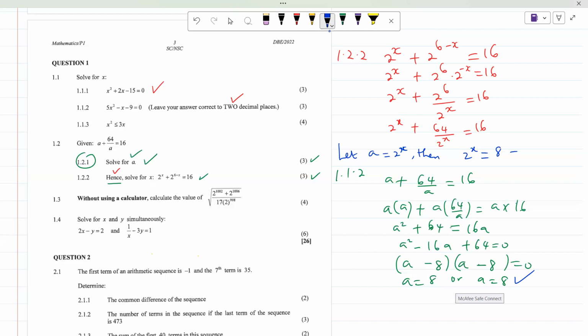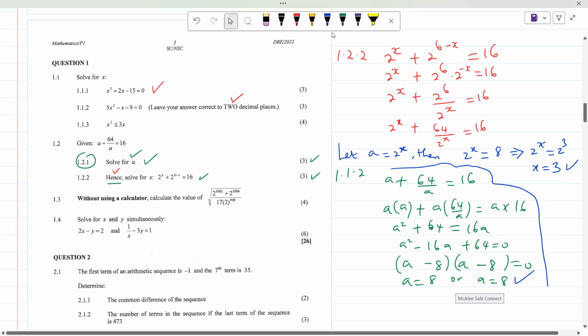But 8 is what? Which means, therefore, you have 2 to the power x equals 2 to the power what? 2 to the power 3. Right, so if it's 2 to the power 3 like that, which means x is equal to 3. So x is 3.